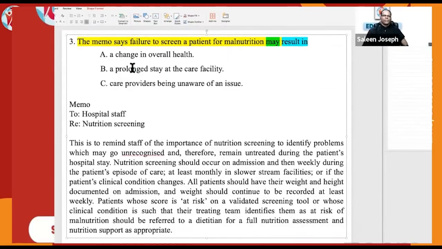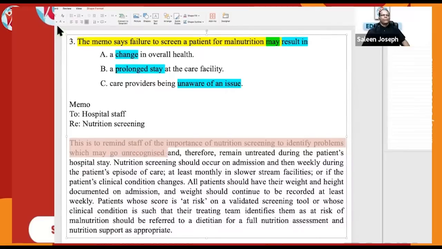So coming to the options here. Change. Prolonged stay. Another is an issue. Then when you go to the topic sentence, you will find out whether it is similar to any of these options. The concept is screening. A memo is addressed to hospital staff. The subject is nutrition screening. And this is the main idea. Nutrition screening is the subject, and that will be repeated.